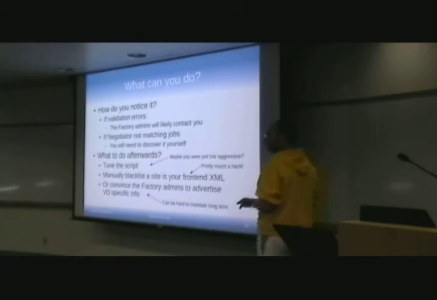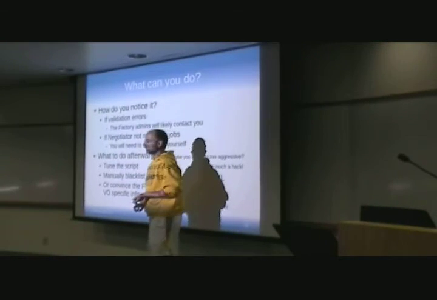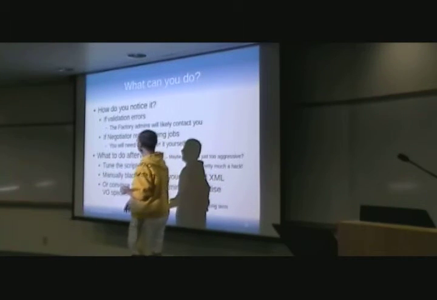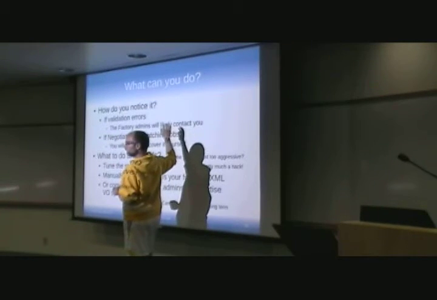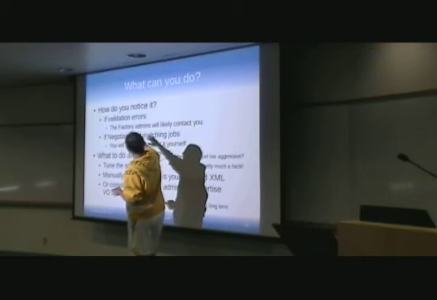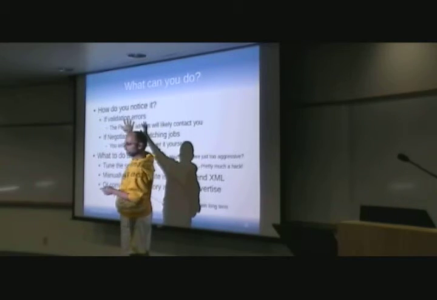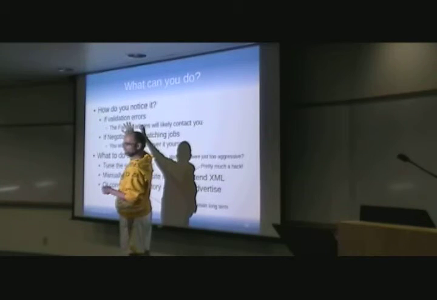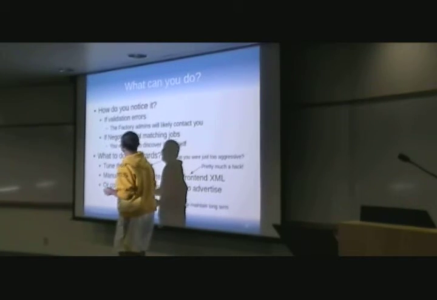So, first of all, how do I notice that I have a problem? If you have validation errors, which means it fails straightaway, the glidein doesn't start, the factory admins will likely find it, and if it is VO specific, they will contact you. Not much you need to do. The factory admins should be doing their job. This is really something the factory should be doing.